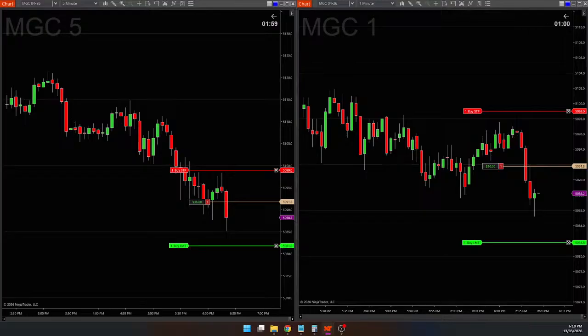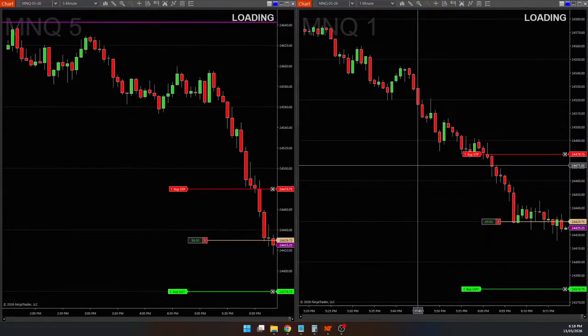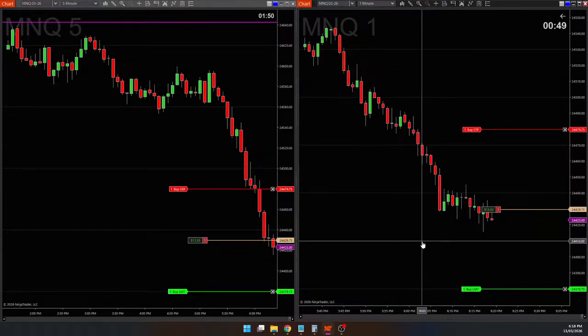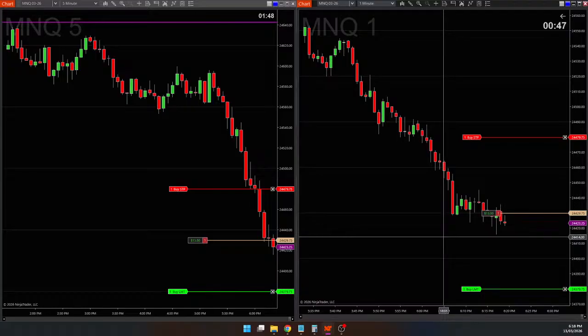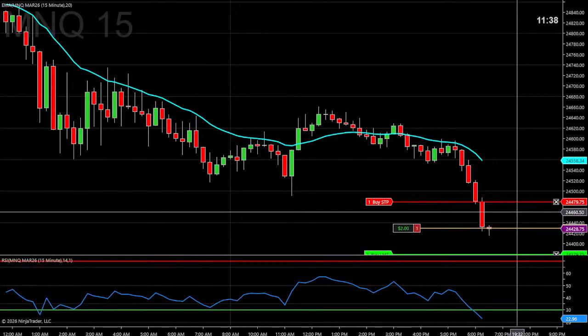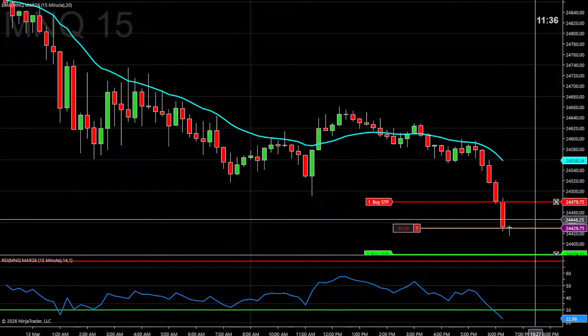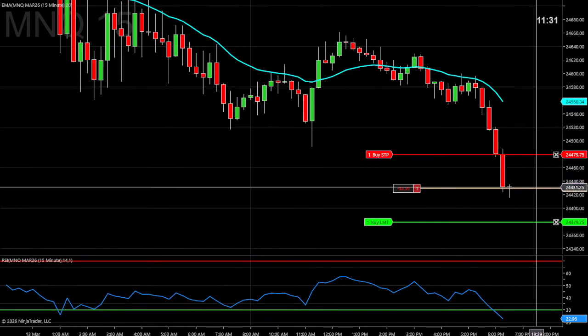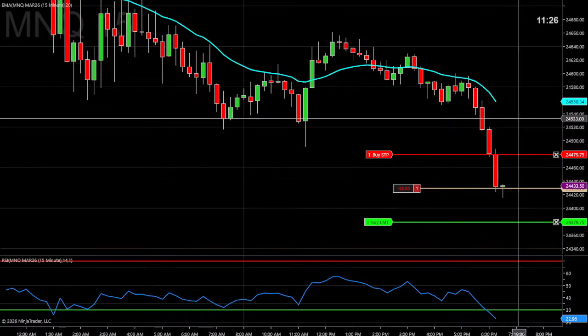MNQ, let's move down a bit. Let's see. Yeah, MNQ's just shopping around a bit. Still bearish bias. The 15 shows that that candle, which is not even 4 minutes old, is still sitting around the close of the previous lower wick. Now it's in the negative.